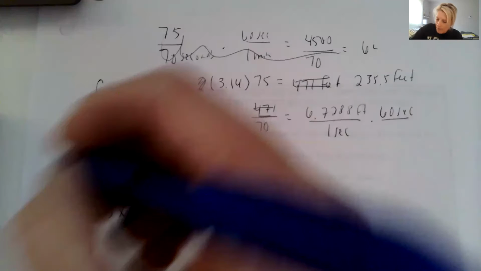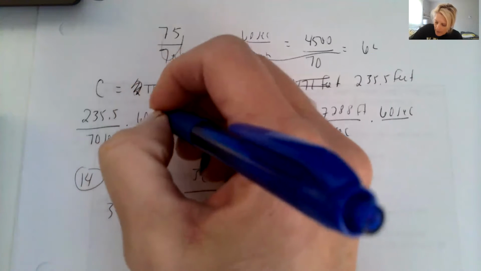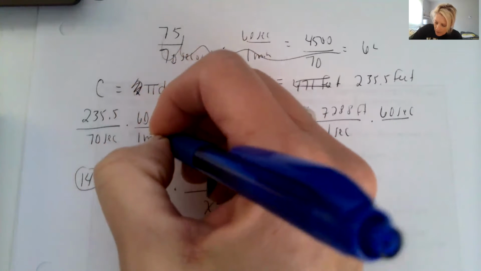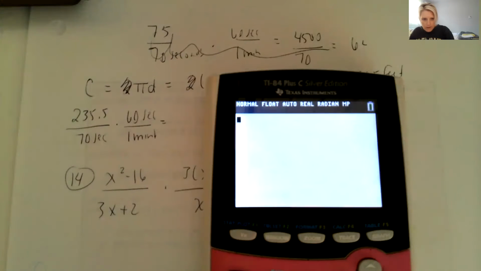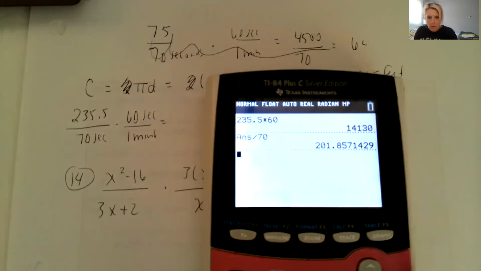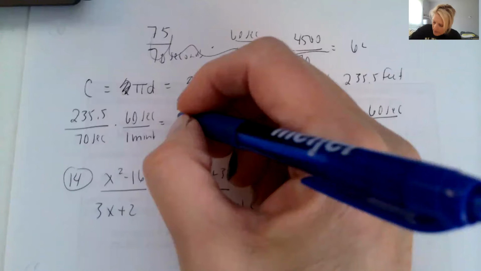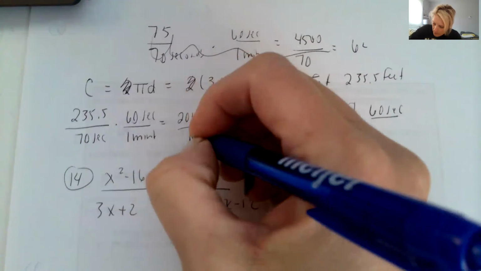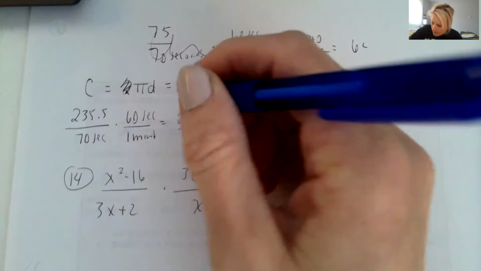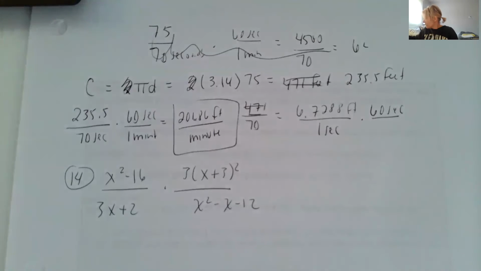We can do this in one step, and then we're going to exchange our 60 seconds for 1 minute so that we have feet per minute. That's what we're going to do. So we are going to do 235.5 times 60 divided by 70, and we get 201.86. 201.86 feet per minute. Okay, finally got that.